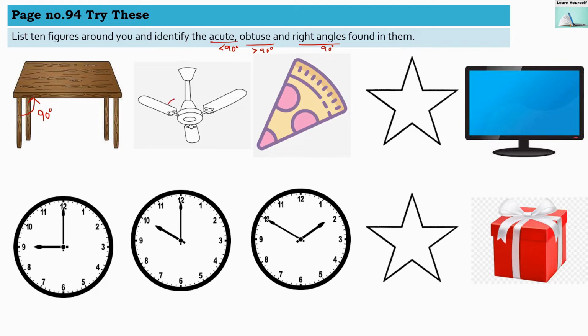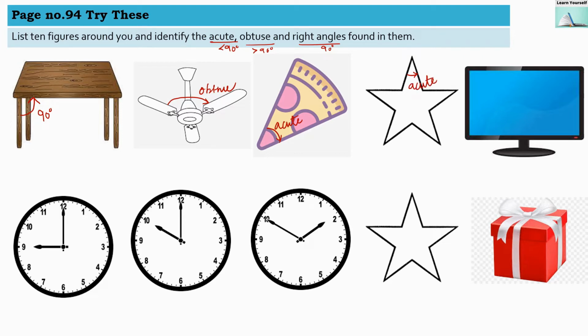In between two blades of fan, this angle is greater than 90-degree. So this is obtuse angle. In a pizza slice, this angle is less than 90-degree. So this is acute angle. In a star, the interior angle is less than 90-degree. So that is acute angle.